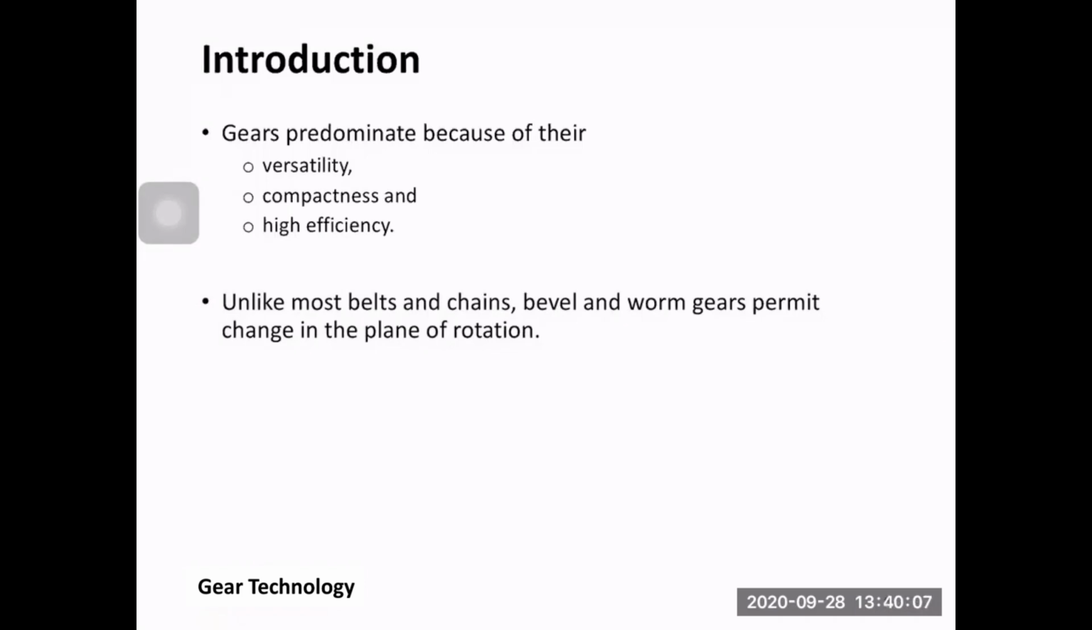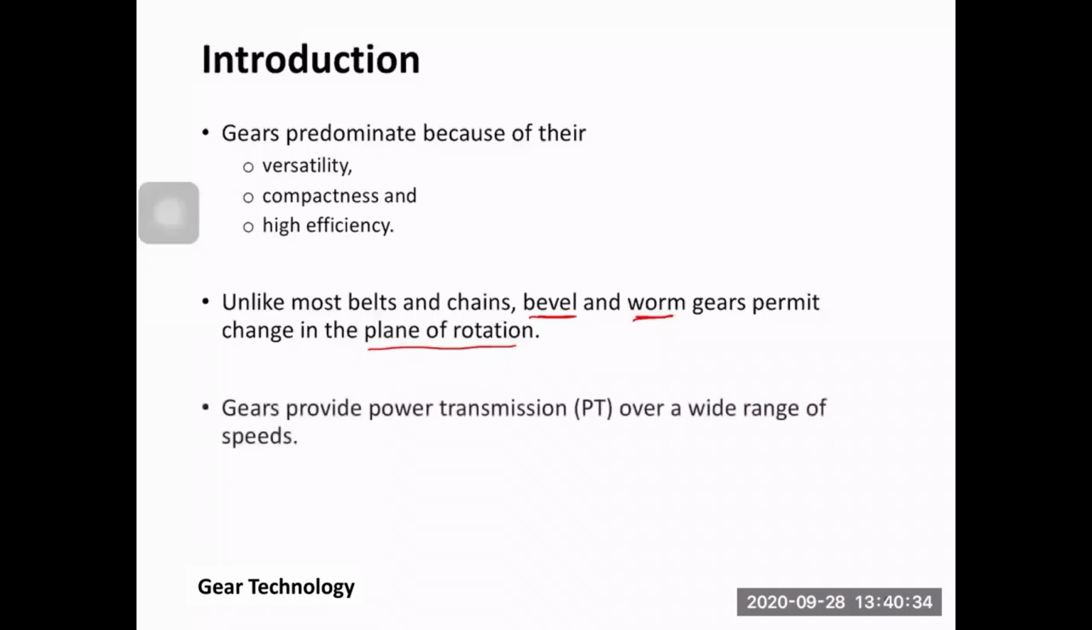Unlike most belts and chains, we have two types of gears. One is called bevel gear. You will see in a minute the picture for this one, worm and worm wheel. So these two types of gears can change even the plane of rotation. So you have two perpendicular planes of rotation, and then you want to transform the energy and the motion between them, so you can use the bevel gear and the worm and worm wheel to transmit the power and rotation. I'm going to show you some pictures for this, and it will be more obvious.